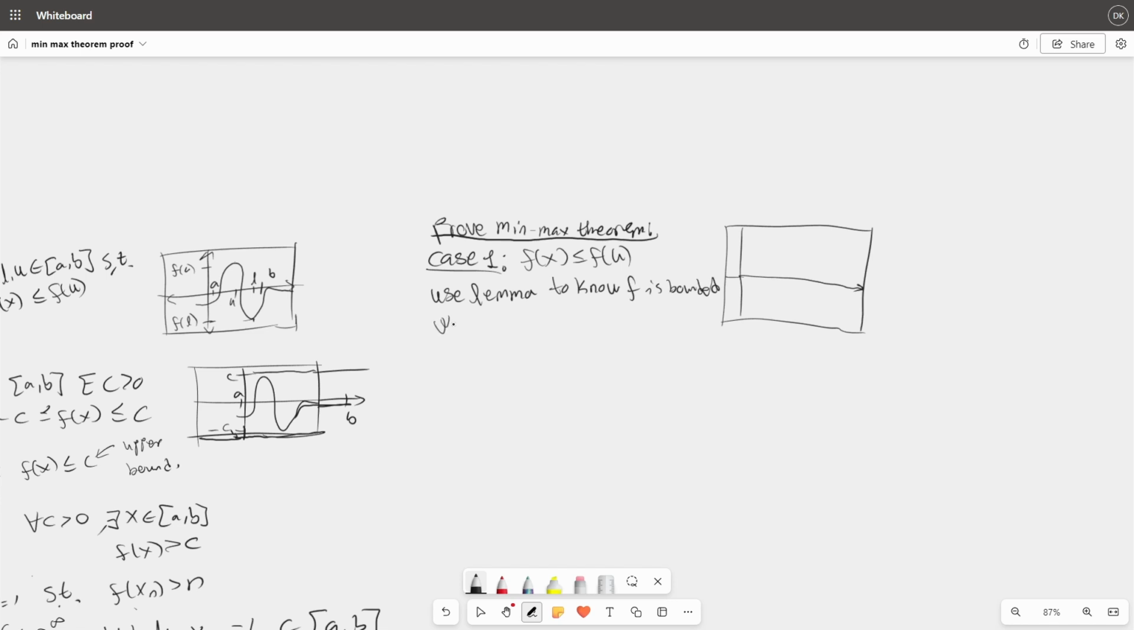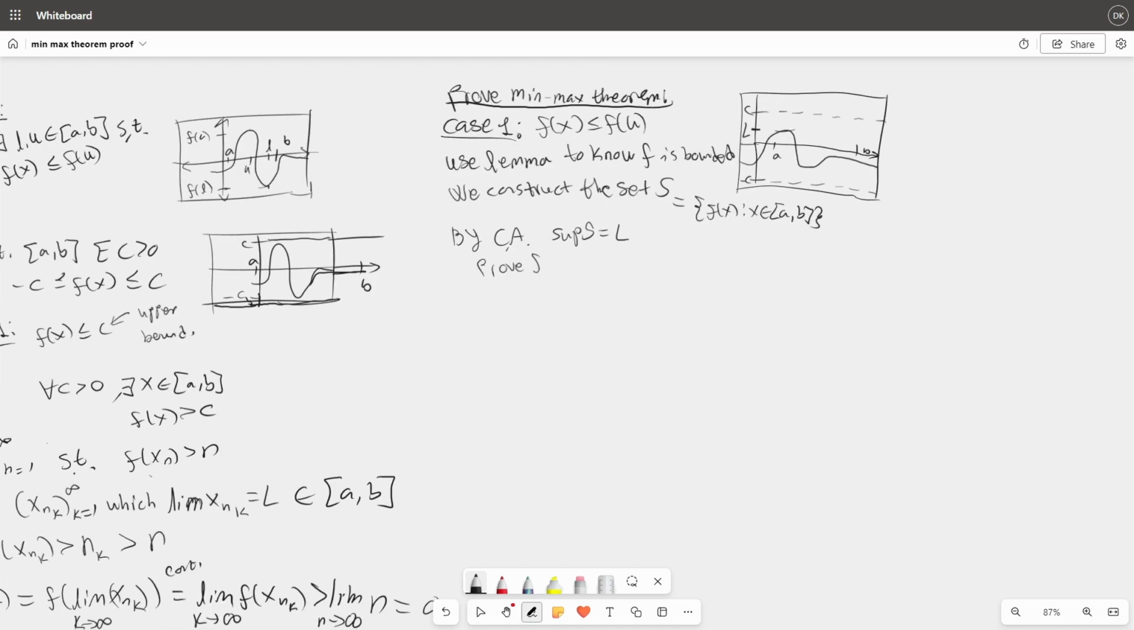Okay, what we do here is we construct the set S, which is equal to f of x for x within [a, b], we know by the completeness axiom. By the way, let's draw this first. So let's do it like this. So this is a, and this is b. We know that negative c, and we know that this is c. Like this. We know that there's an upper bound, which we'll call L. The supremum of S exists, and we call this L. Now we need to prove that there exists a u such that f of u is equal to L.